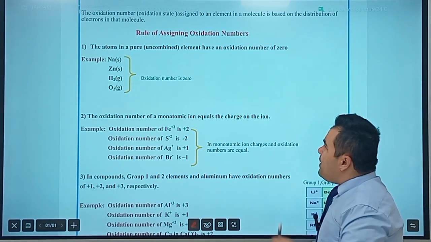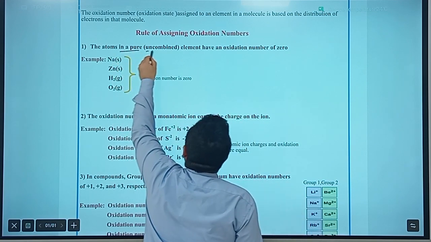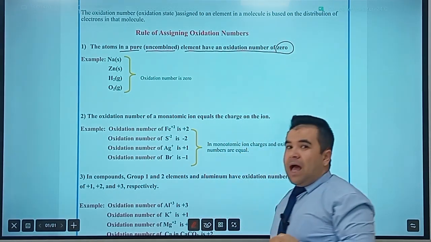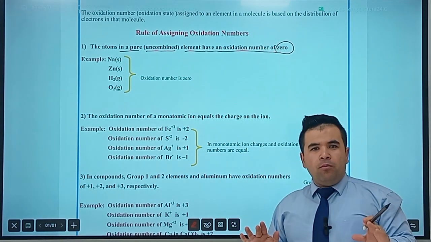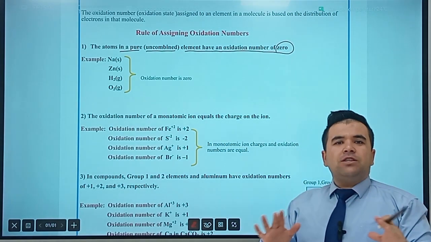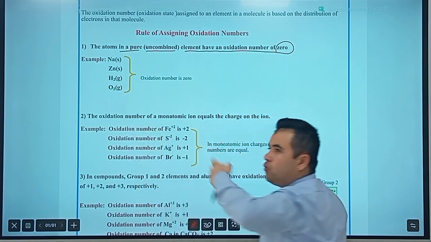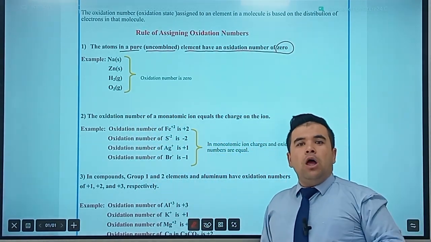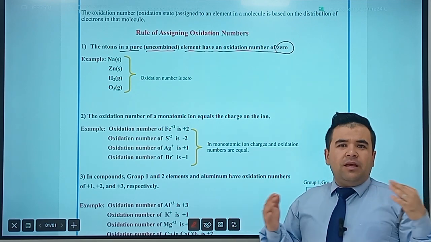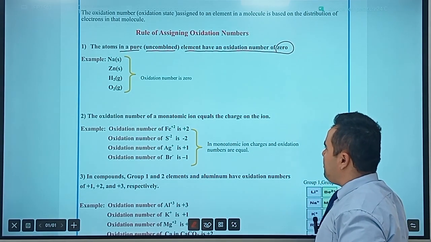The first rule is that atoms in a pure uncombined element have an oxidation number of 0, guys. Any element in a pure form, without reacting with other atoms or elements, has an oxidation number of 0. Examples: sodium, zinc, H2, aluminum, carbon, so many. All of the elements in the periodic table, when they exist in pure form, have an oxidation number equal to 0.